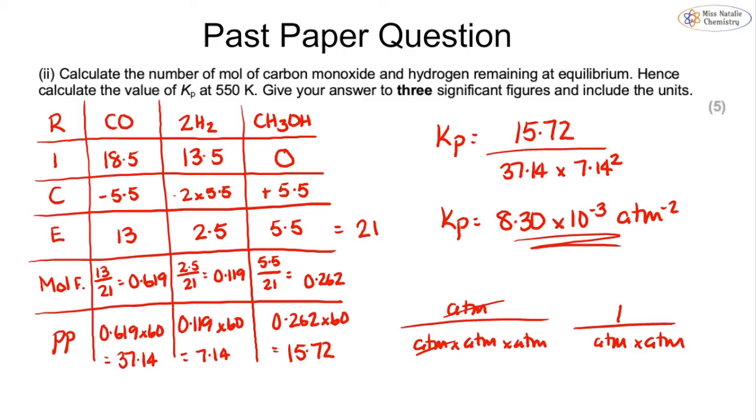So my units are atmospheres to the minus 2. That is 5 marks for that question. You get the first mark for figuring out your number of moles at equilibrium of your CO and your H2. You get your second mark for calculating your partial pressures. You get your third mark for putting your partial pressures into your Kp expression correctly. Your fourth mark for the answer to 3 significant figures, and the fifth mark for your units.